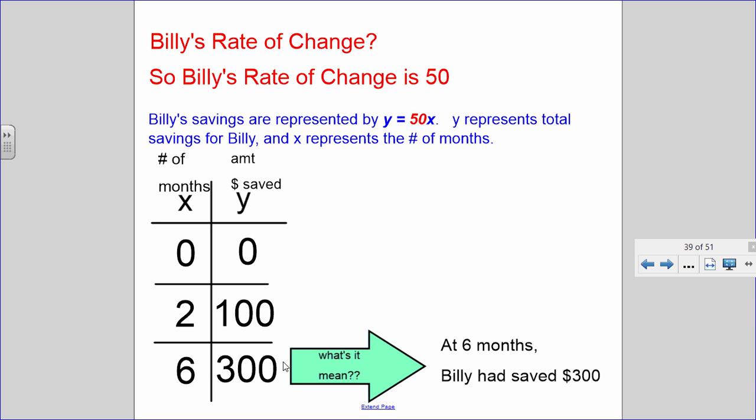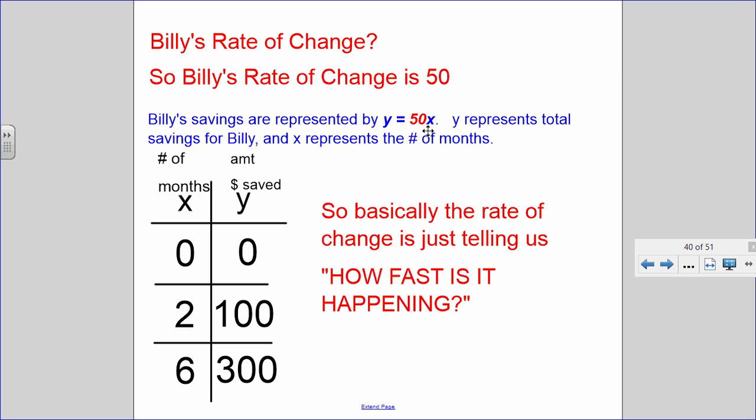So Billy's rate of change is 50. It's 50x, and x is the number of months. So what does the rate of change really mean? It's telling us how fast he's saving every month. Plug in 1 for x. For every increase of 1 month, how much money did Billy save? $50. After 1 month, he saved $50.